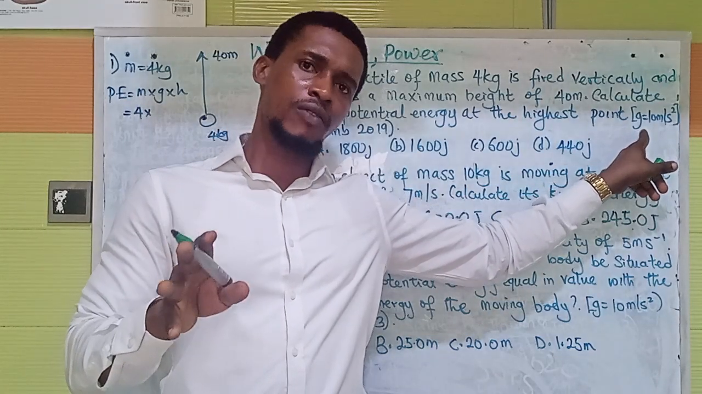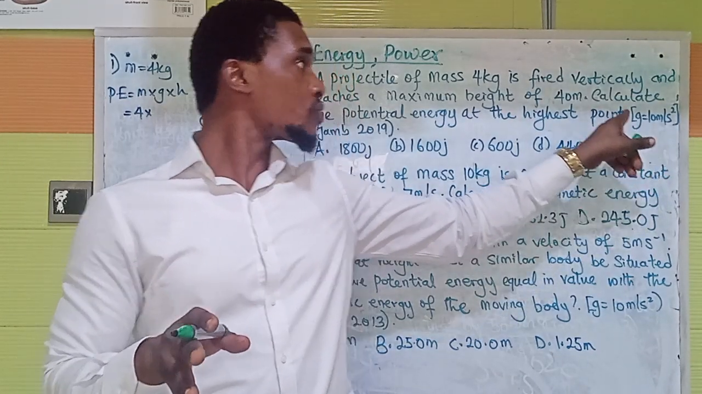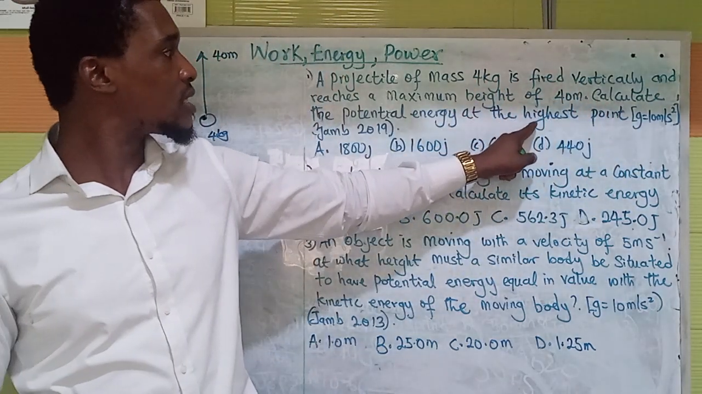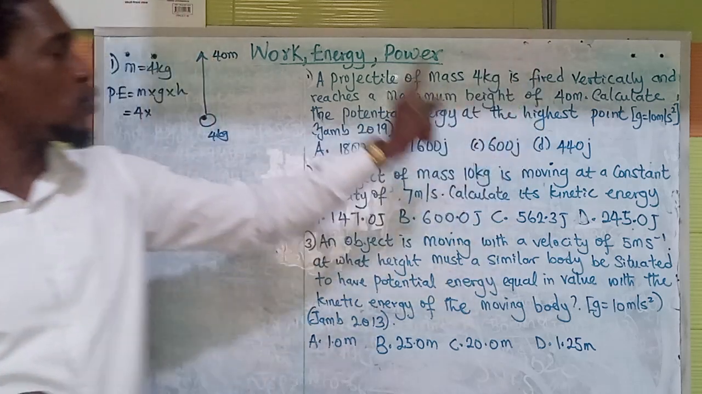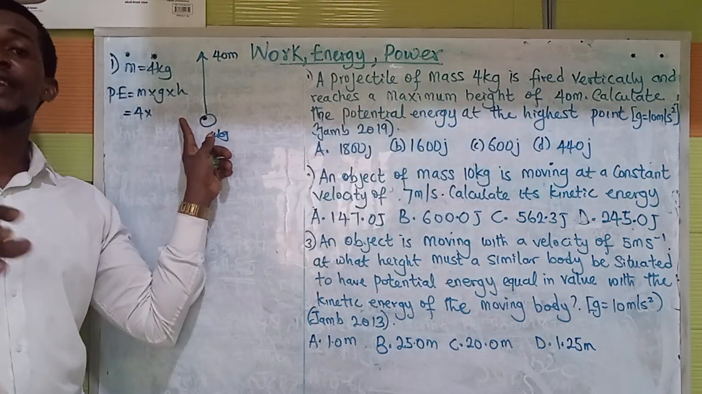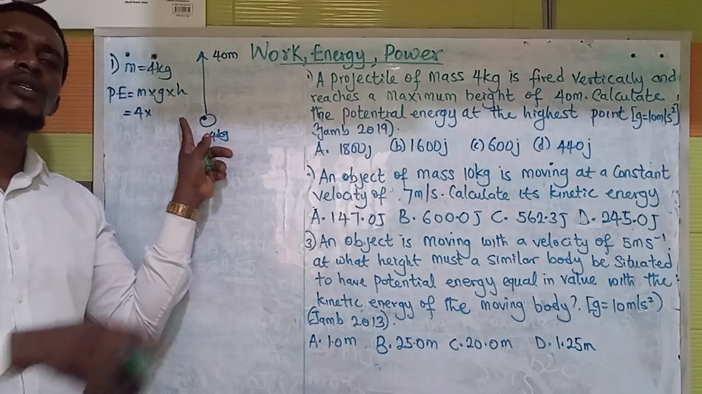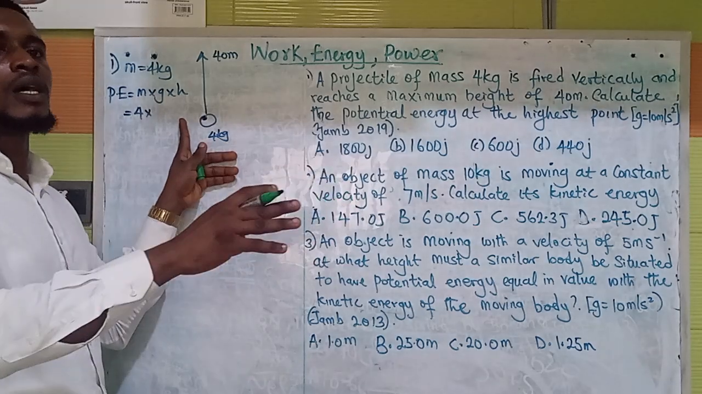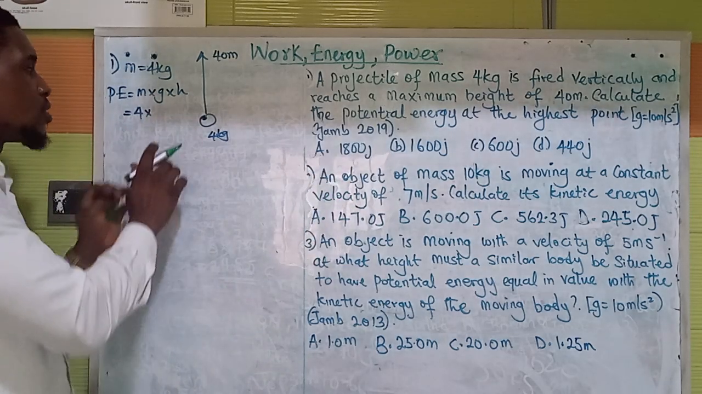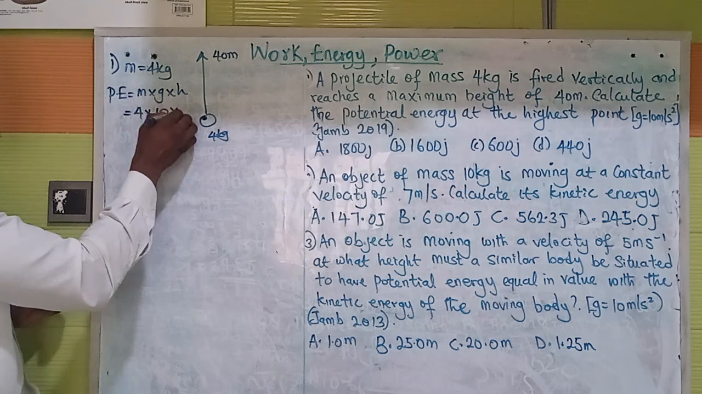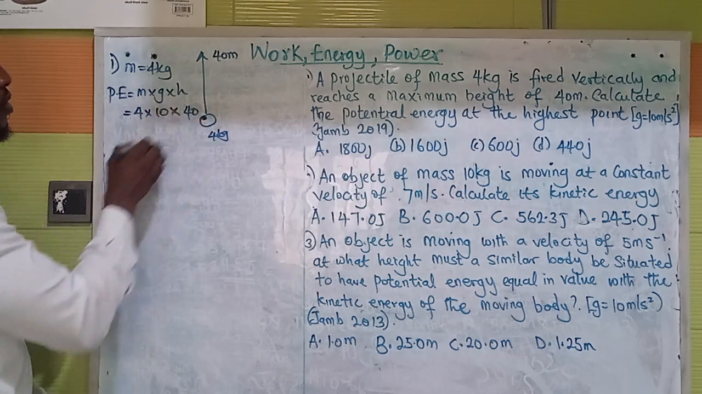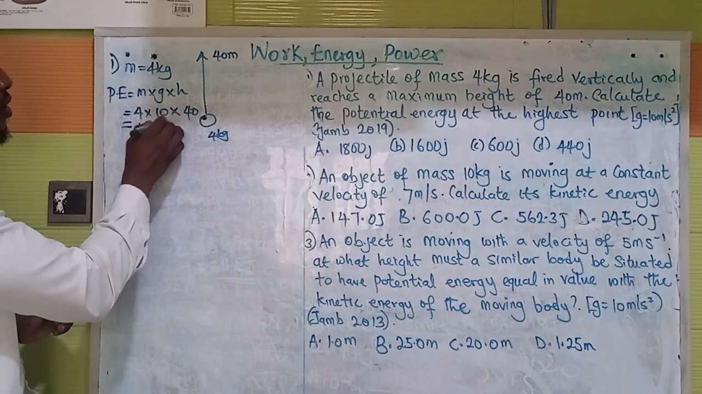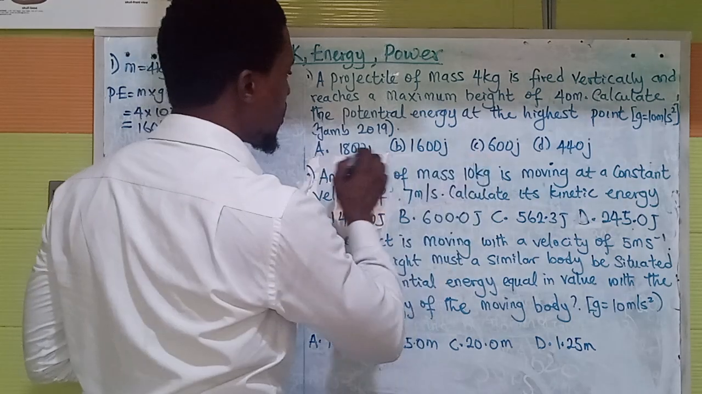But when the g is not given, you need to know it. We know that this object is fired vertically upward, so it is under the influence of gravity. If it was fired horizontally, we wouldn't have any business with g. So from here we have 4 times 10 times your height, which is 40. 4 times 10 is 40, and 40 times 40 gives us 1,600 joules. So your answer is B.